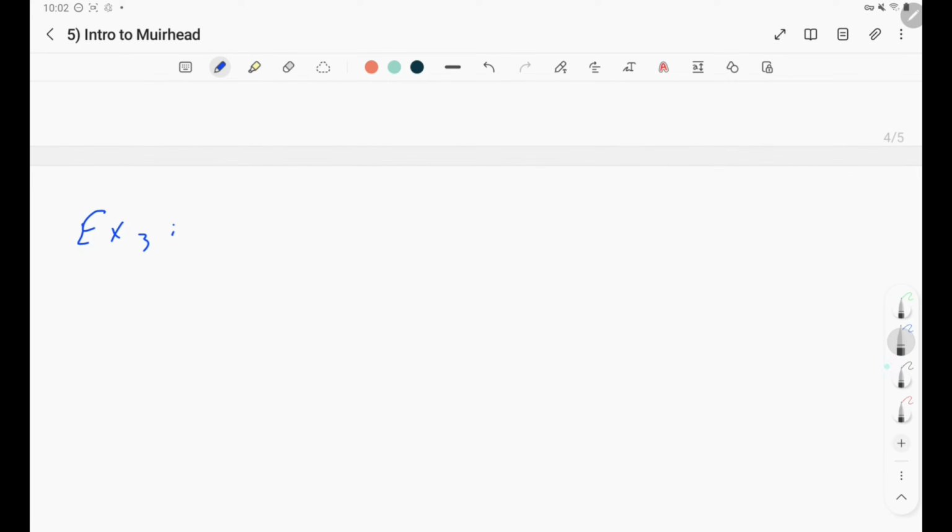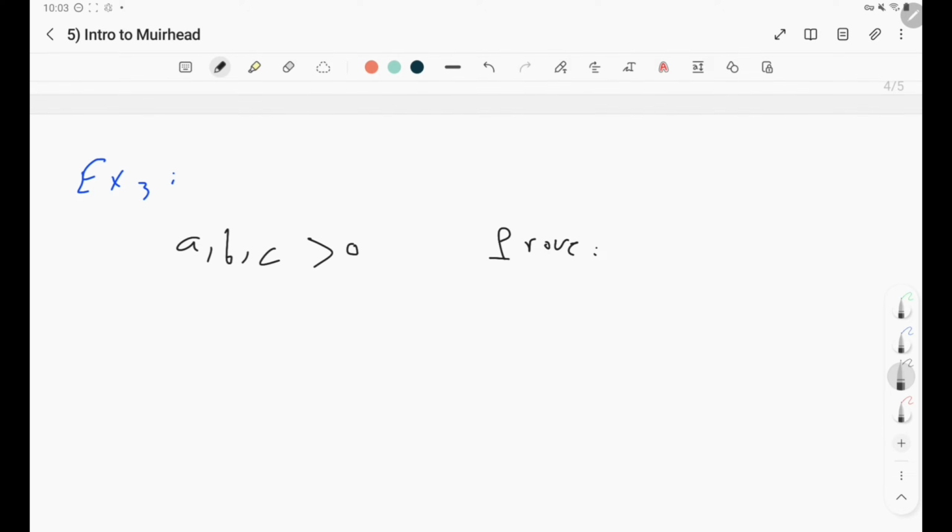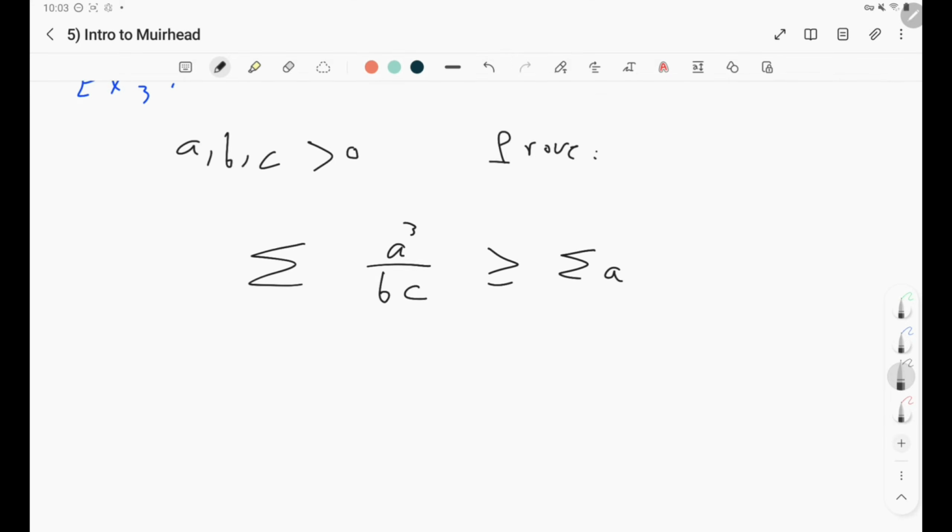Okay, let's take another example. This one is from the Canadian Olympiad. So we have A, B, C again. They are positive, and we need to prove sigma A cube over BC is greater than or equal to sigma A. Alright, now we have fractions.